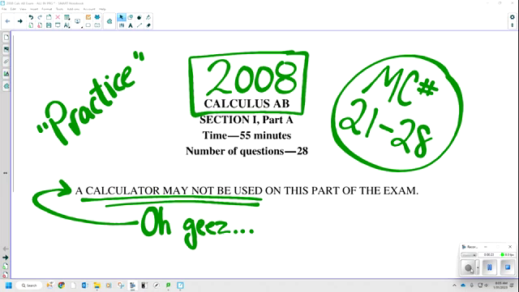All right. We are going to continue the 2008 AP Calculus AB practice exam and finish section 1, part A, which covers multiple choice problems number 21 through 28. And oh geez, we don't get a calculator, but that's fine. We got this. Let's start.